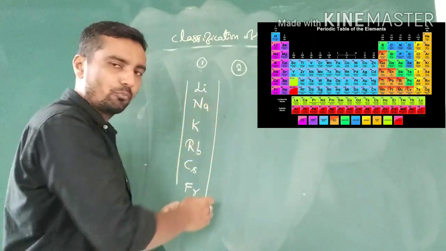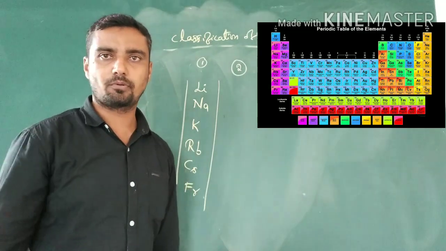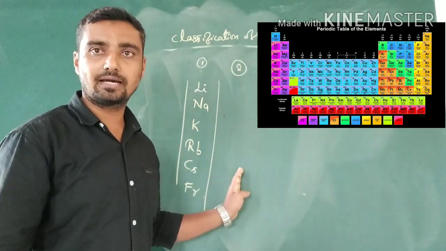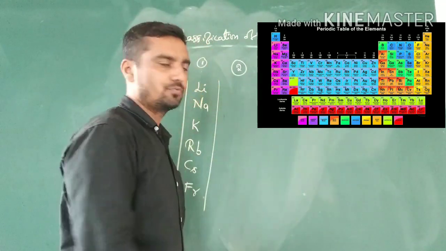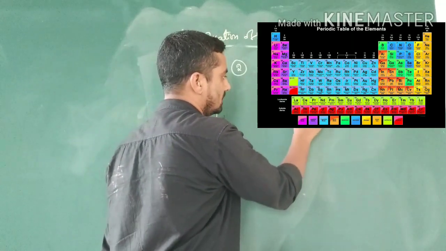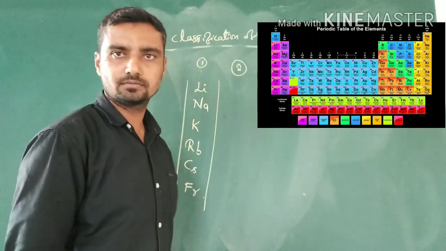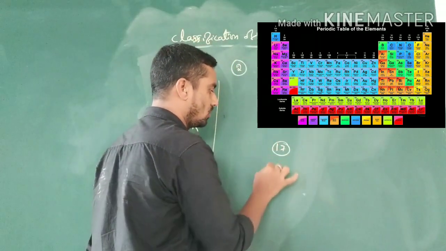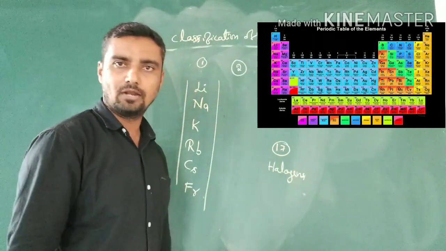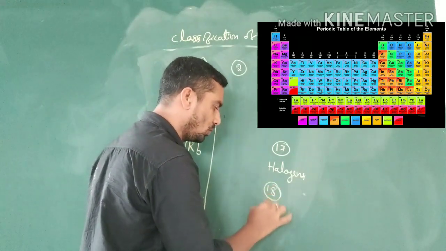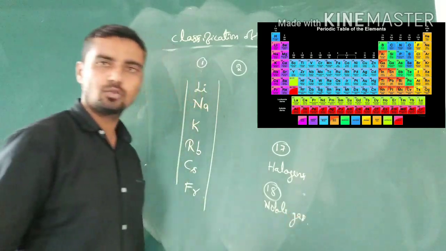Elements in a group exhibit the same physical and chemical properties. The group 2 elements are called alkaline earth metals. The group 16 elements are called chalcogens. The group 17 elements are called halogens. And the group 18 elements are called noble gases.